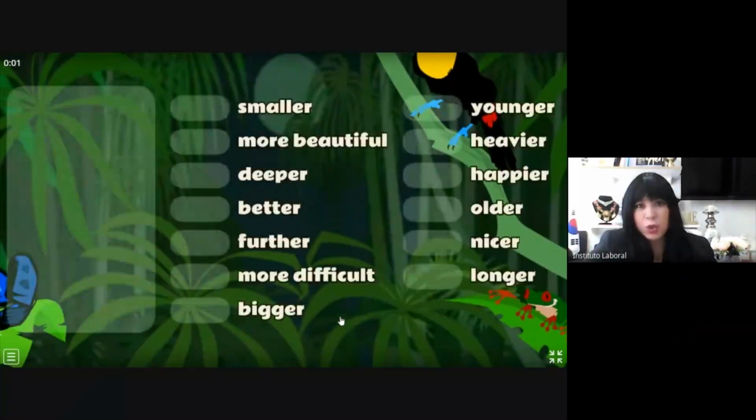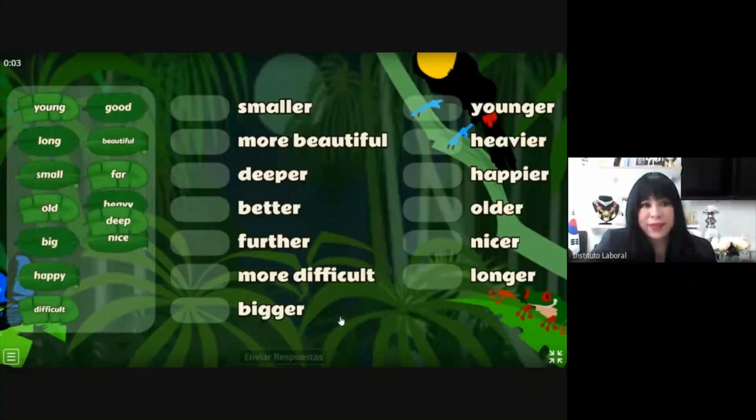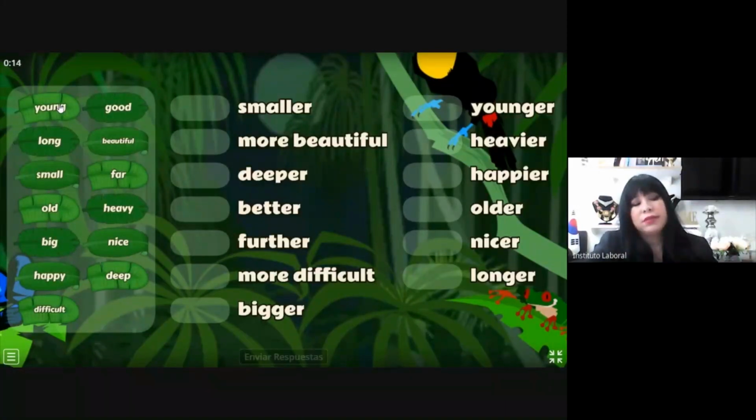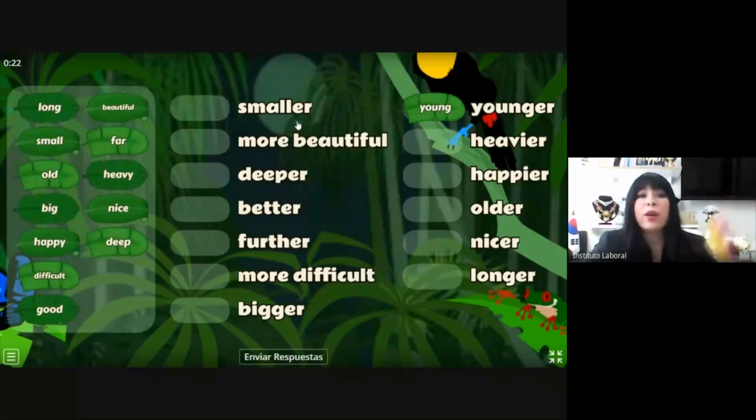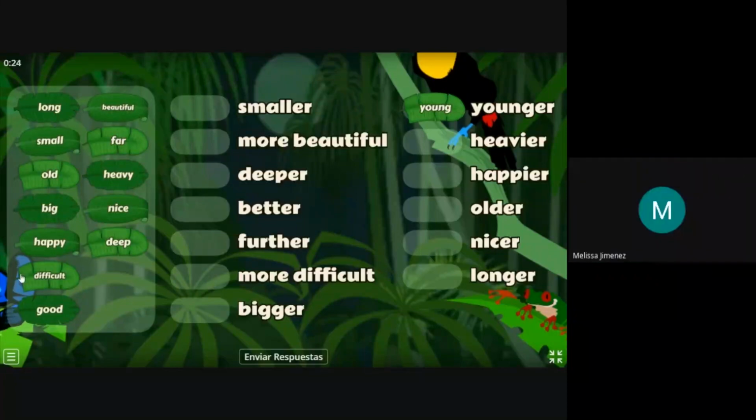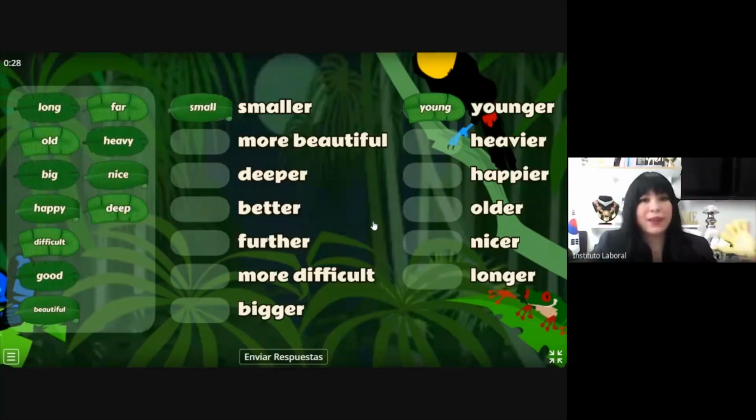Okay, in this exercise, you will see some adjectives. You have to tell me what is the comparative form. So we have to match, okay? The first one: young, smaller, more beautiful, deeper, better, funner, more difficult, bigger, younger, heavier, happier, older, nicer, longer. Young. Younger. Okay, let's do it the other way. We have the word smaller. Smaller is the comparative form of? Small. Yeah, thank you. Sometimes the pairs are hard, right?